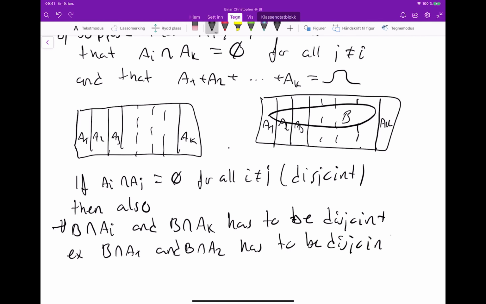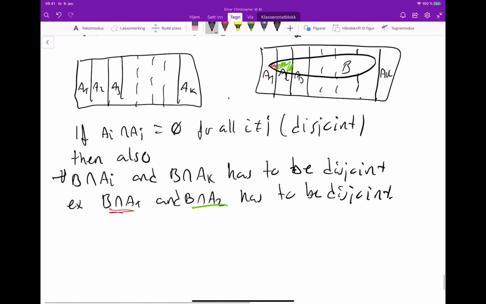Is that true? And please now understand that B and A1, where is that? Let's mark that with red. B and A1, that's this one. What is B and A2? That is actually this one. Do the green and the red have anything common? No. Therefore, the red and the green are disjoint events, and the red is actually B and A1, and the green is actually B and A2. So that's why the text is written like that.